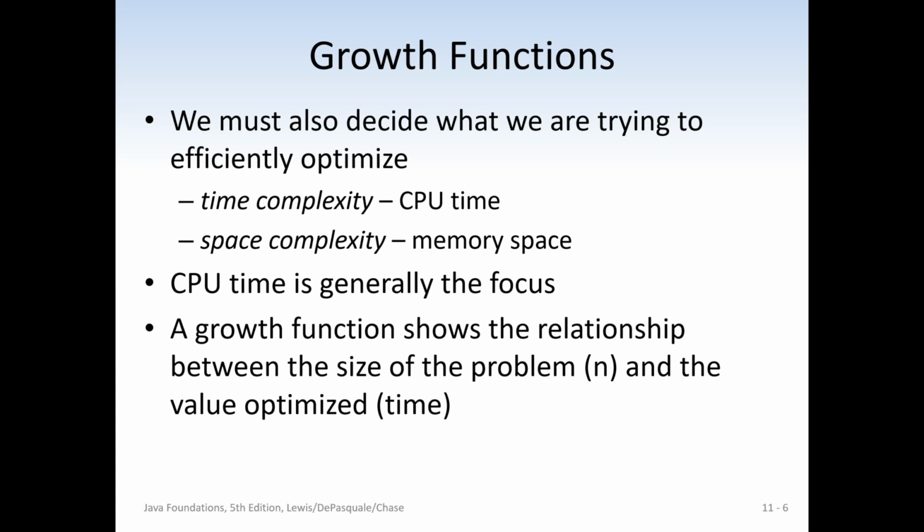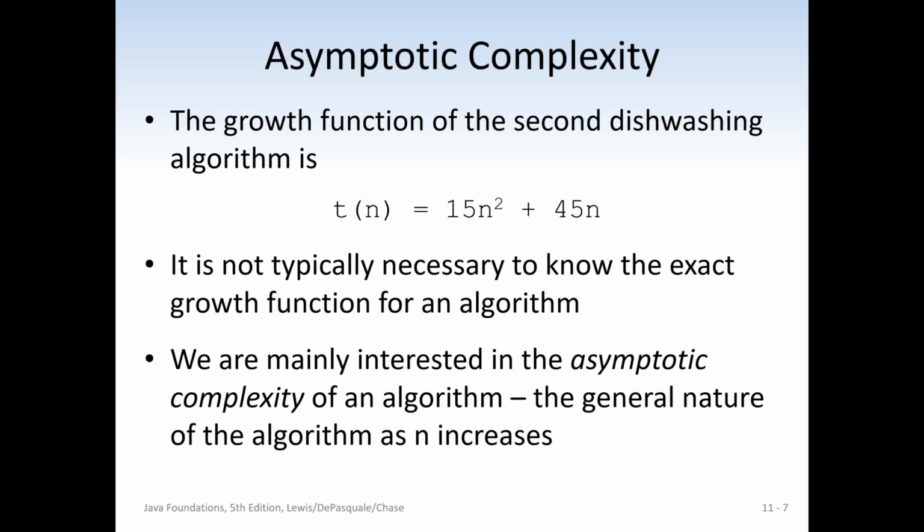All right. So the growth function shows the relationship between the size of the problem n and the value that you're trying to optimize. In this case, it would be time. So the growth function is, as n grows larger, how does the time to solve the problem grow? So we have this concept of asymptotic complexity. The growth function, for example, in that second dishwashing algorithm is 15n squared plus 45n.